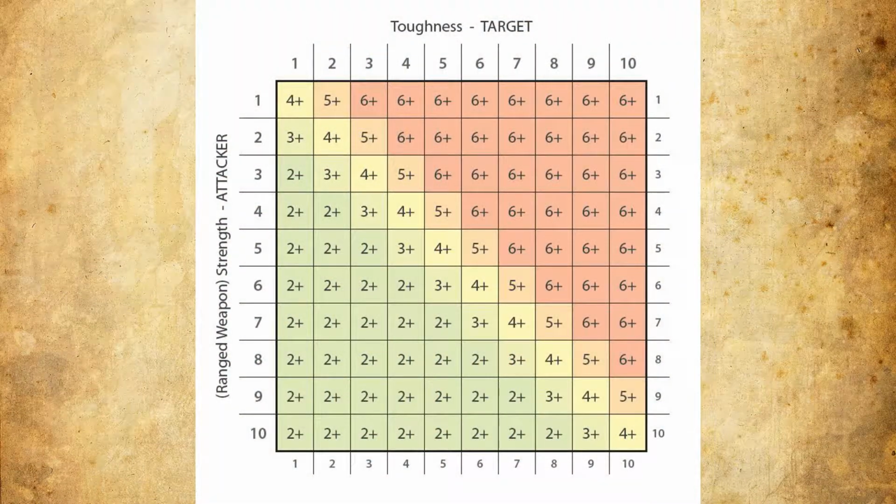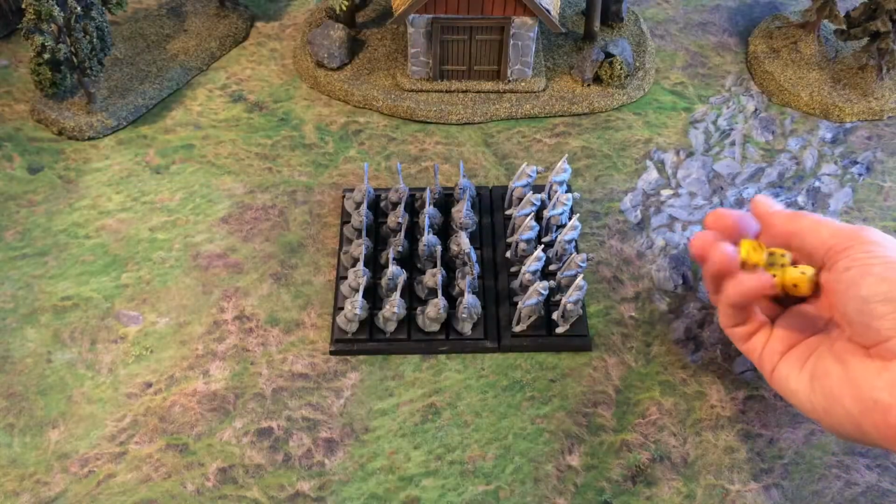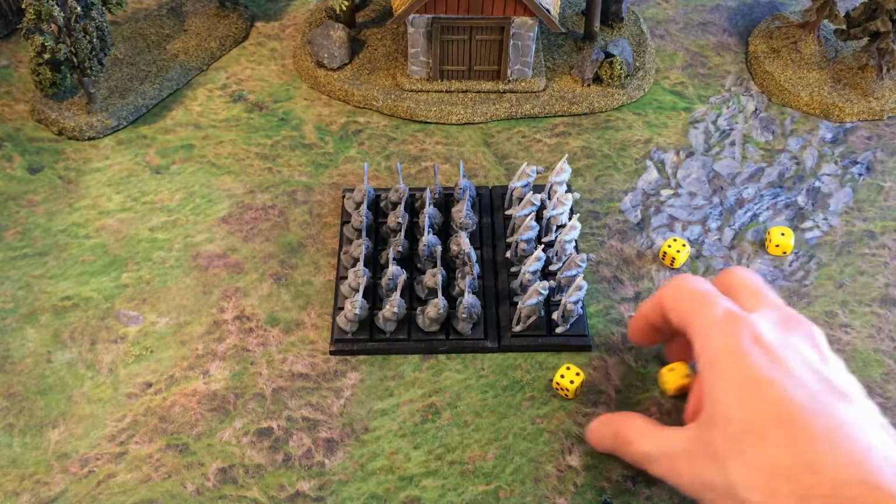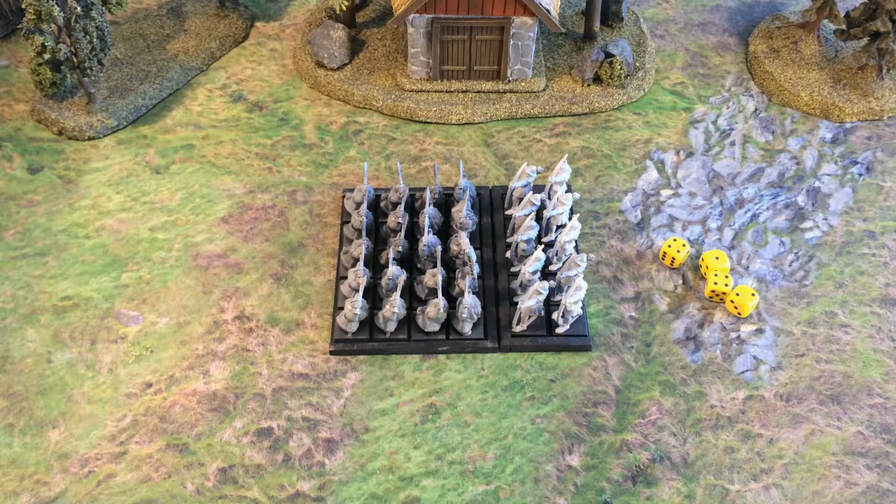Let's begin by locating the attacker's strength on the left, and we find the 3, and we move across until we come into contact with the target's toughness of 4. And what we see here is that when the archers are attacking the dwarves, they will need to roll 5 pluses in order to wound. So rolling our 4 hits now, 5 pluses, and we do not wound on any of those.